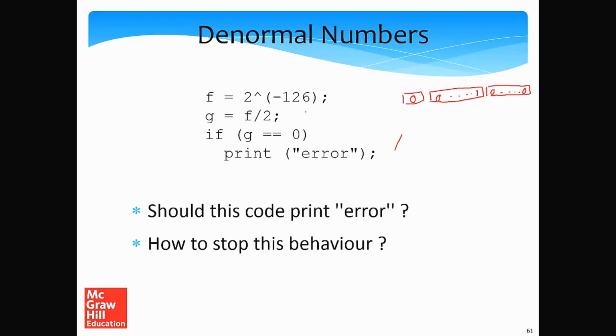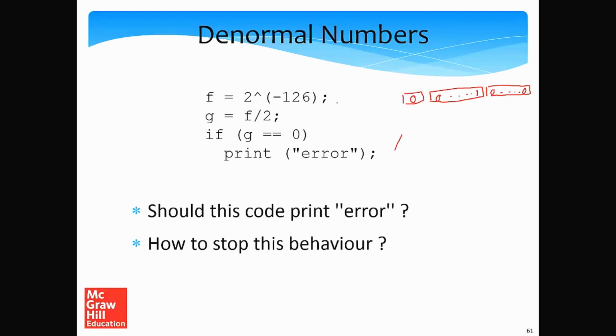So assume that f is one such number, which is the smallest normal floating point number. So we have a floating point f equal to 2 to the power minus 126. We take another number g, which is f divided by 2. So this number g is 2 to the power minus 127, and g clearly cannot be represented in our system of normal numbers because we don't have a representation for it.